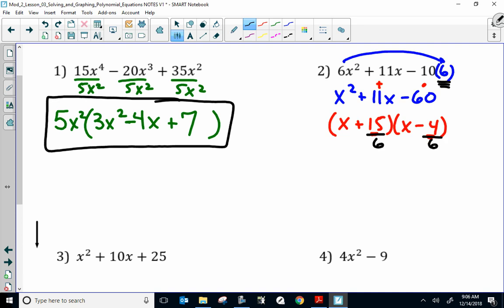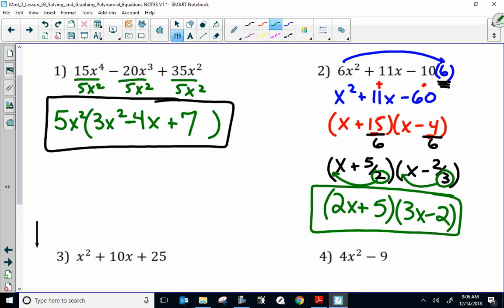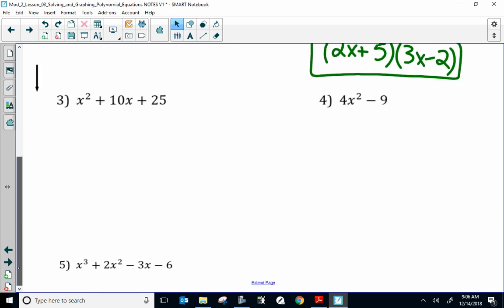All right? And now I need to simplify these fractions. So I have x plus 5 halves. And I have x minus 2/3. Okay? And the last step for slip and slide is bottoms up. Bottoms up, bottoms up. Okay, so there we go. 2x plus 5 and 3x minus 2. Yahtzee. Let's go on to the next one.